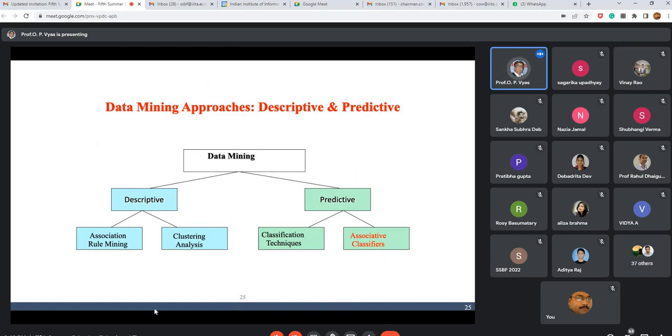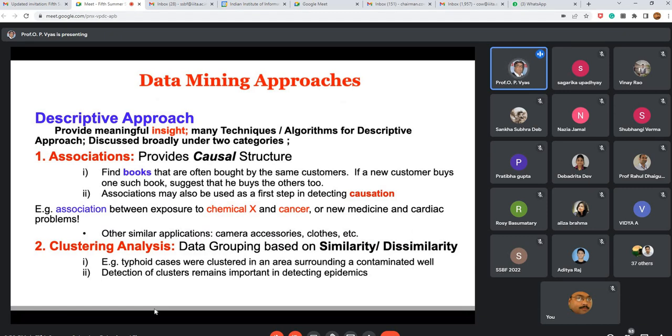So under this broad category of descriptive, you have association rule mining and clustering analysis, whereas predictive largely has the classification techniques. Descriptive provides meaningful insight. Many techniques and algorithms for the descriptive approach are already available, and most of them are also applicable to social media analytics. Association provides the causal structure, and clustering does the data grouping based on some similarity or dissimilarity.